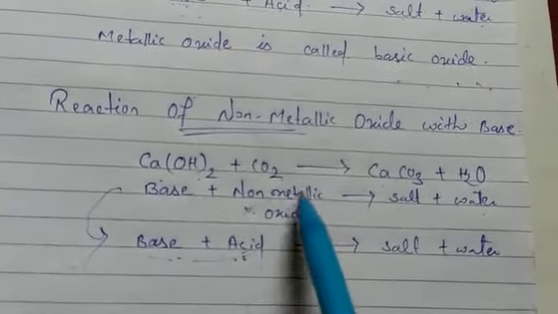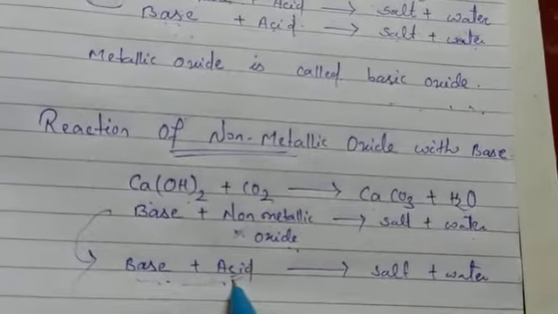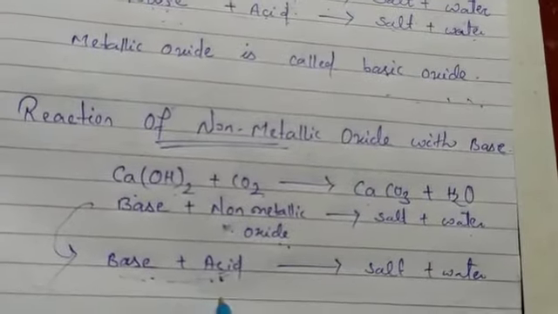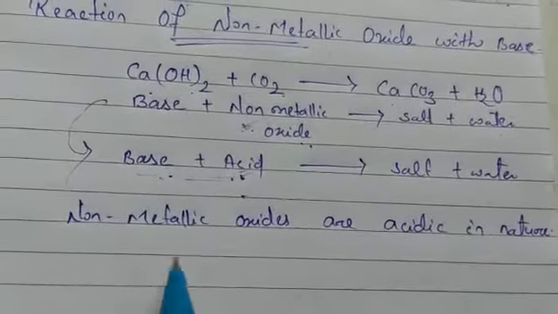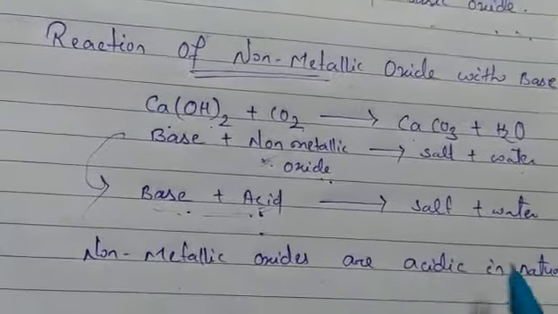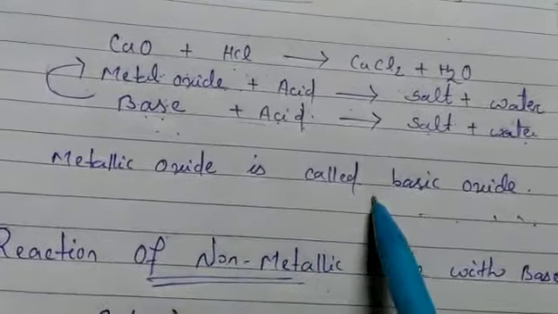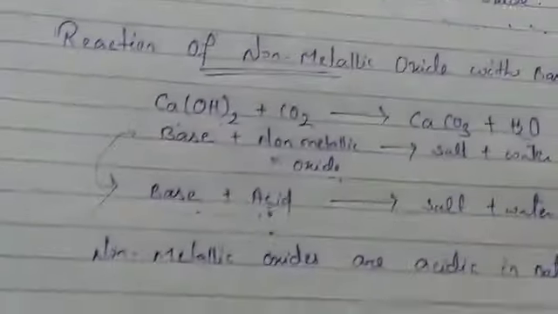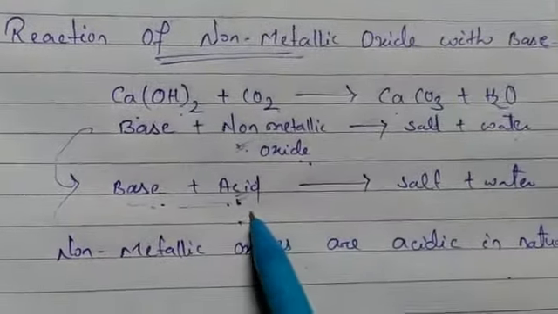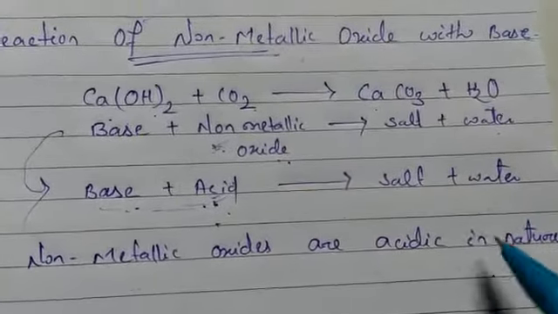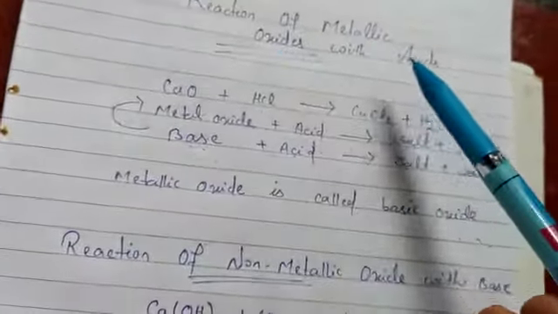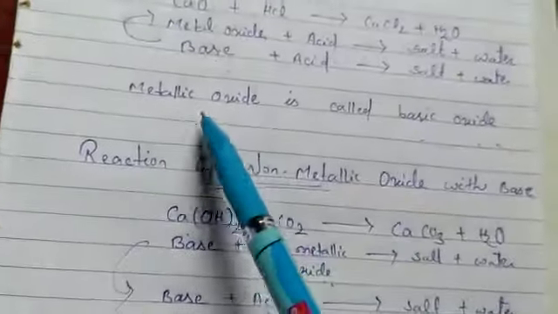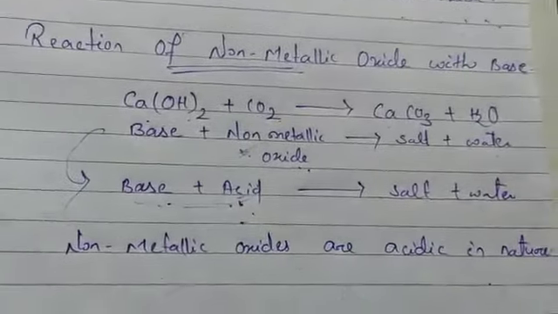So non-metallic oxides are acidic in nature. Metallic oxides are basic oxides, but non-metallic oxides are acidic in nature. Metallic oxides are basic because instead of a base we were using a metal oxide, but here instead of an acid we are using a non-metallic oxide. This is all about the reaction of metallic oxides with acids and bases. We get salt and water in all the cases. The only thing is that metallic oxides are basic oxides and non-metallic oxides are acidic.